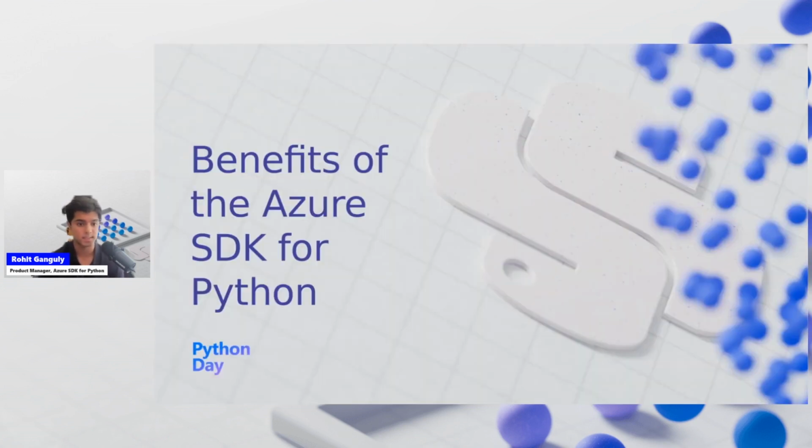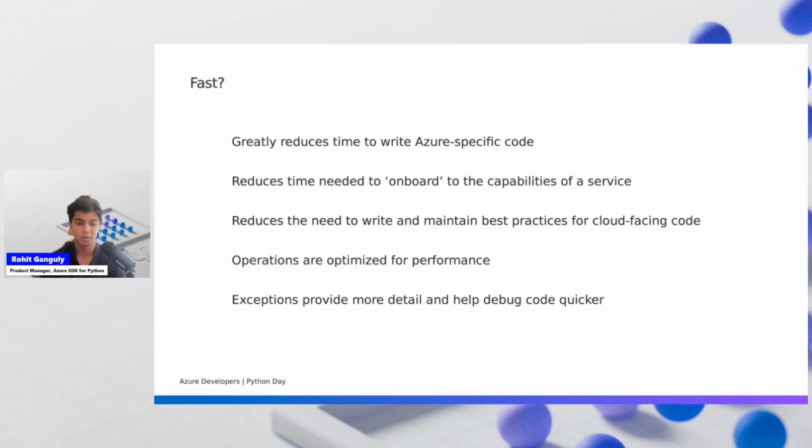So now that we know what the SDK is, we'll jump into the benefits of using the Azure SDK for Python. The title of the talk was Fast, Simple, and Idiomatic, so we'll jump into those. We're starting off with fast. In general, the SDK will greatly reduce the amount of time to write Azure-specific code. It will reduce time needed to onboard the capabilities of a service due to the fact that there's a library that describes what you can do.